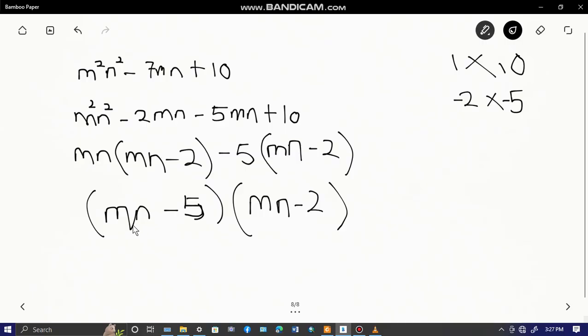If you work it backwards, you can expand this expression to check the answer. If you expand the factorized expression and get the original expression, your factorization has been successful.